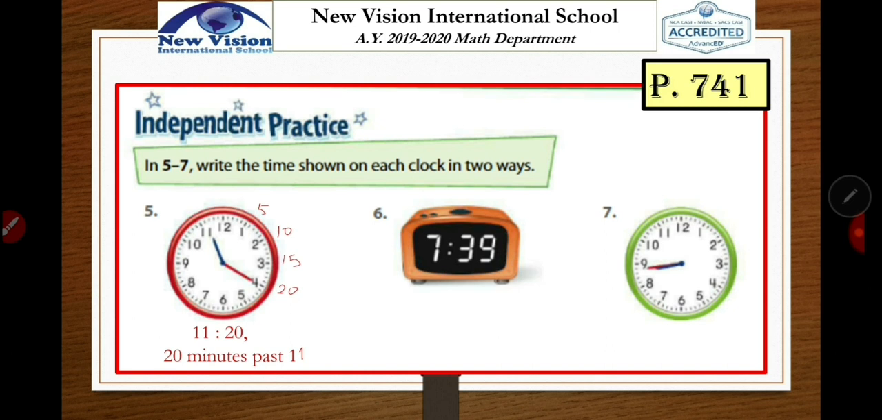Okay, for number 6, let's see, what time is it? Can you do it by yourself? Okay, good. So you can say, all right, we can say 39 minutes past 7, or 21 minutes to 8. All right, good. For number 7, we have, where is the shorthand?